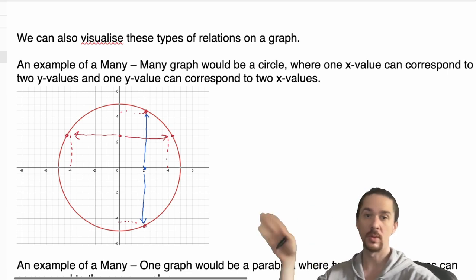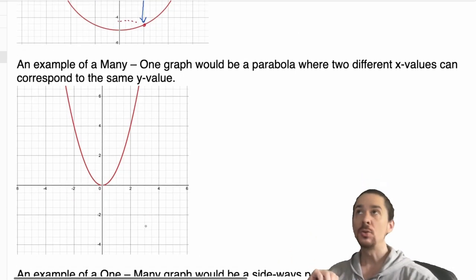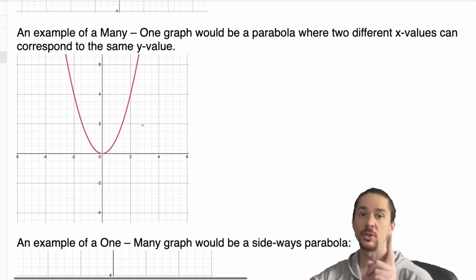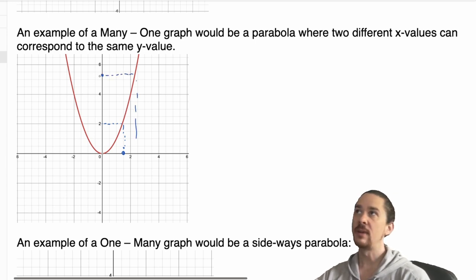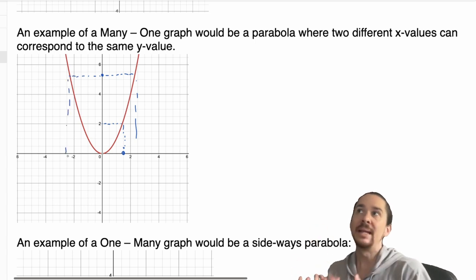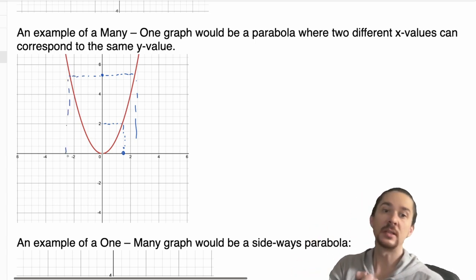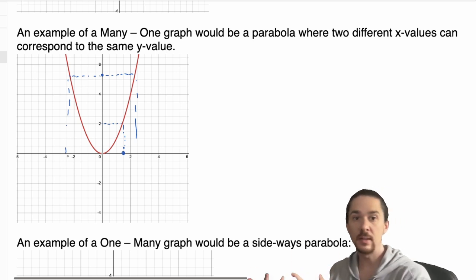This is a relation. Now we have a many to one graph. And so what that shows us is that for any x value we choose, we will only ever get one corresponding y value. But if we choose a y value, we could get more than one x value that correspond to it, right? So many x values could give you the same y value, many to one.